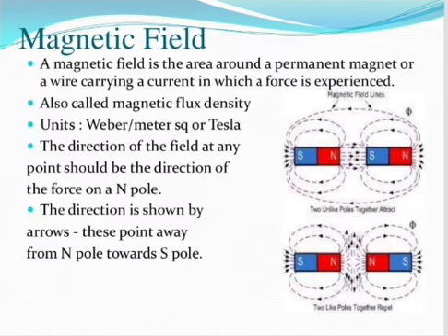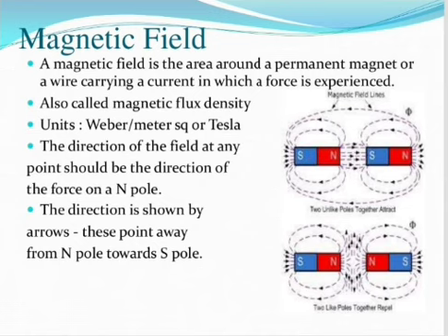A magnetic field is the area around a permanent magnet or a wire carrying a current in which a force is experienced. It is called magnetic flux density. The unit of magnetic flux density is Weber per meter square or Tesla.